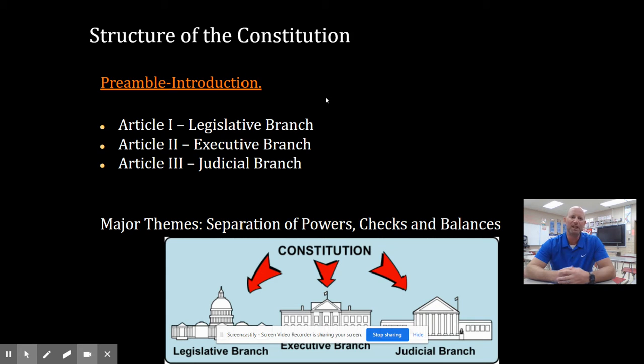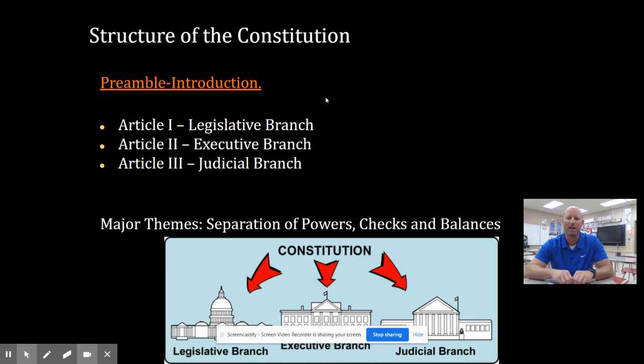But if we look at this part of the Constitution, the preamble and Articles 1, 2, and 3, what are the major themes here? We have the separation of powers, right? We don't want one person or group holding all the power, so we're going to divide it up. And then also the system of checks and balances. How can one branch keep another branch from becoming too powerful? Again, that was part of what the framers wanted with checks and balances, because they didn't want a too-strong executive or a too-strong legislature.